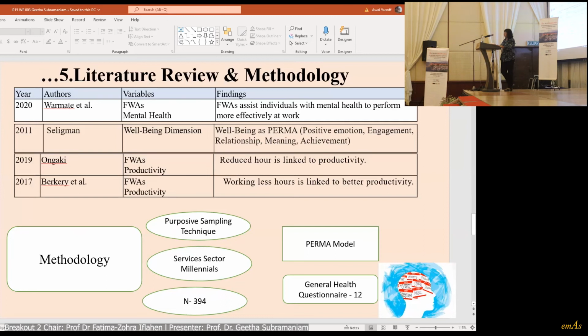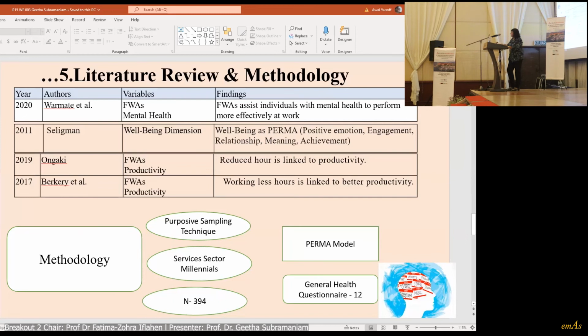I skipped this, but I would like to highlight that when we use the word well-being, there are so many different aspects, so many different dimensions, and so many different measurements for well-being. But in this study, I used Seligman's well-being model, the PERMA model, because this is one of the most commonly used for the workplace. P stands for positive emotion, E for engagement, R for relationship, M for meaning, and A for achievement. And this is a validated measure.